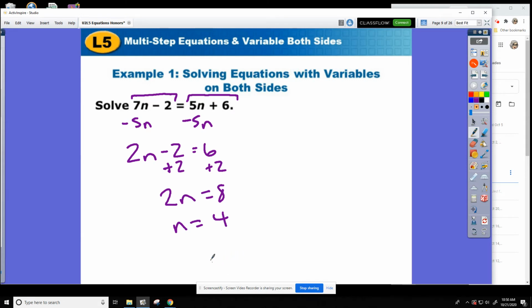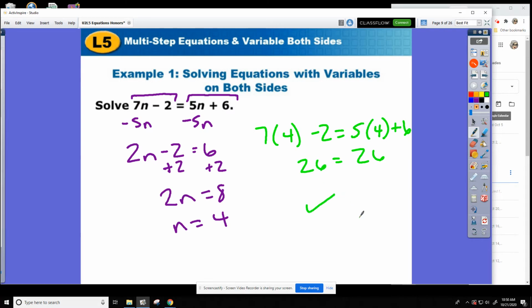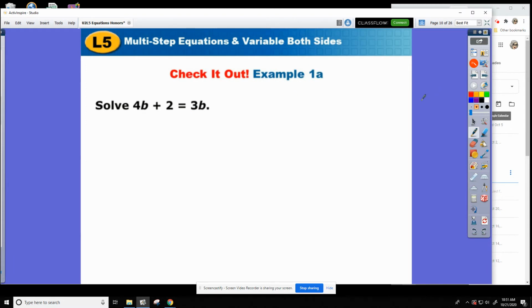Now, another thing you should try to get in the habit of, especially when the equations start getting longer, this one isn't as long, is checking your answer. So to check our answer, we could do 7 times 4 minus 2. Does that equal 5 times 4 plus 6? So this is 26. This is 28 minus 2, 26. So we're good. There really should be no reason you miss an equation problem, because you could always check your answer and see if you're right in the first place.